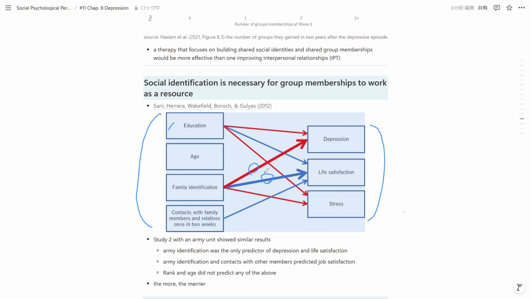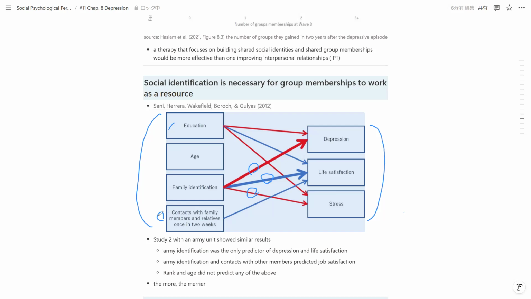And those who had stronger family identification also experienced less stress. Okay. And then I think there was one more interesting finding here, which was contact with family members and relatives once in 2 weeks.